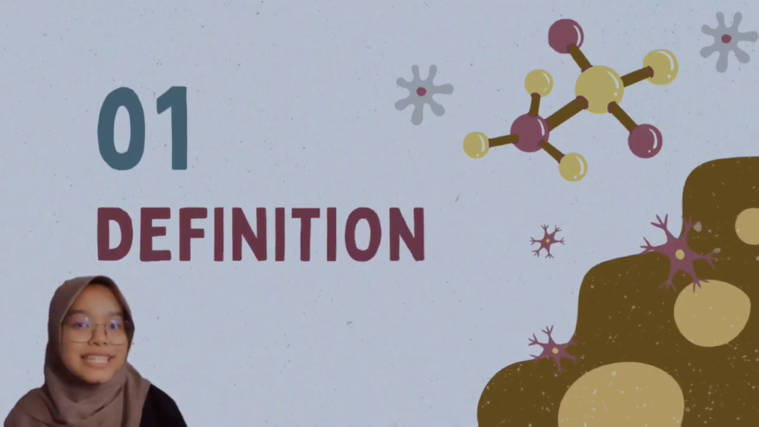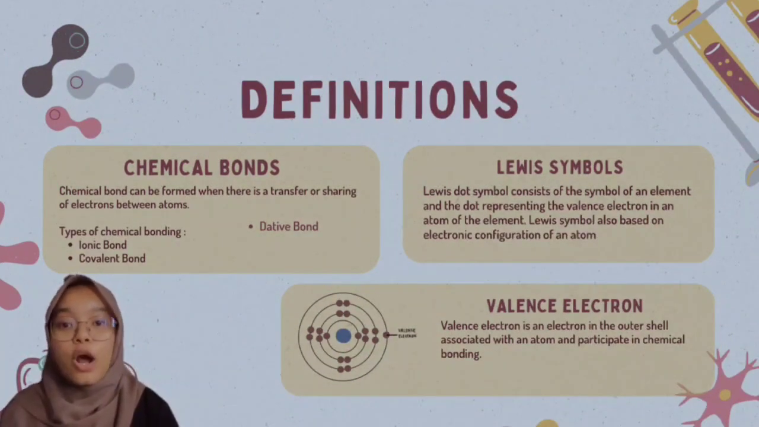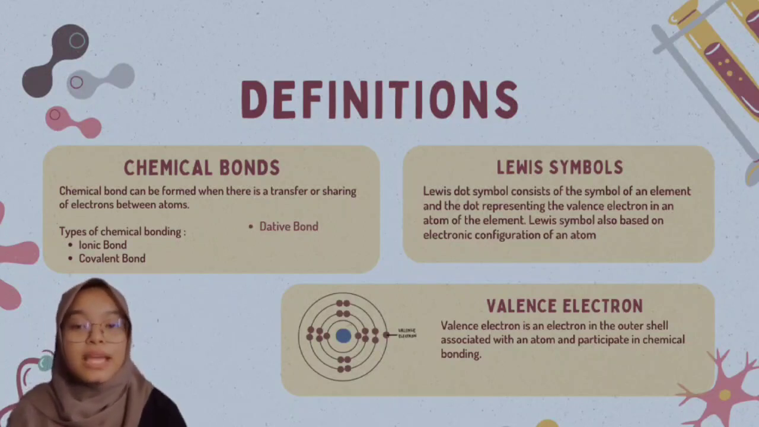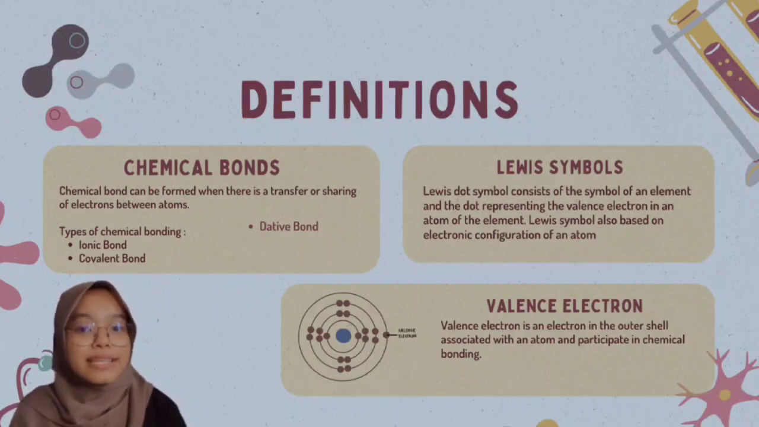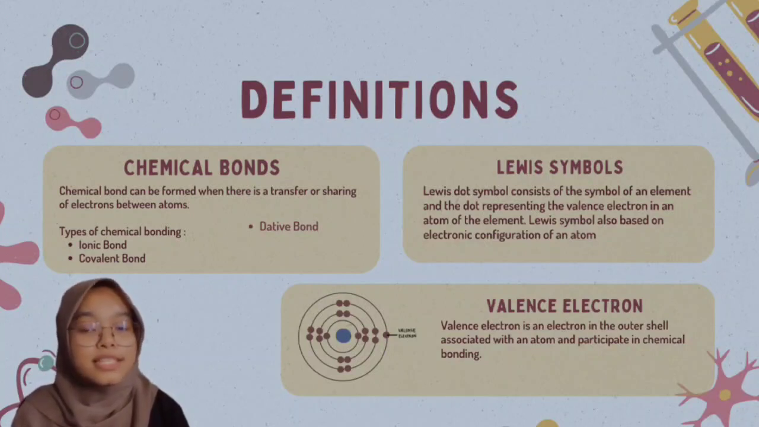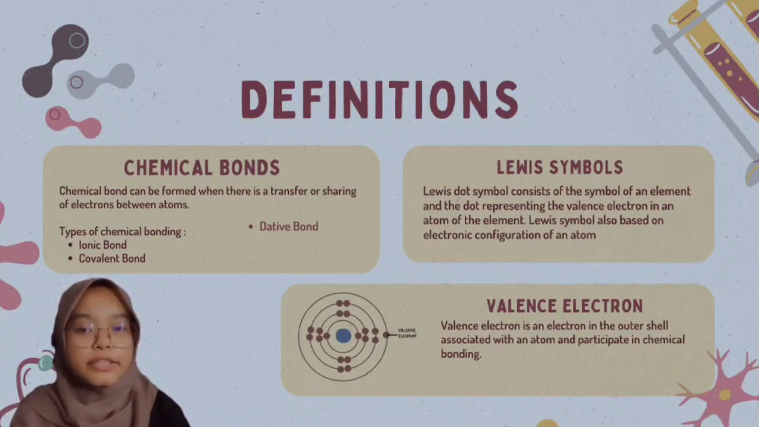Let's go about definition. What is chemical bond? Chemical bond can be formed when there is transfer or sharing of electron between atoms. There are three types of chemical bonding, which is ionic bond, covalent bond, and dative bond. Next, valence electron. Valence electron is an electron in the outer shell associated with an atom and participate in chemical bonding. This is example of valence electron.